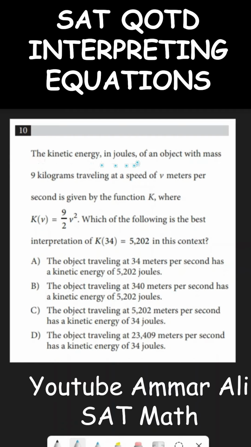The kinetic energy in joules of an object with mass 9 kilograms traveling at the speed of v meters per second is given by the function K, where K of v is equal to 9 over 2 times v squared. Which of the following is the best interpretation of K of 34 is equal to 5,202 in this context?